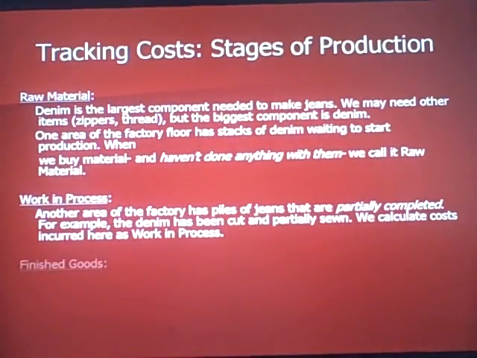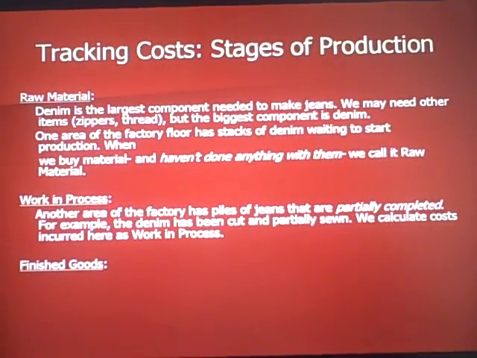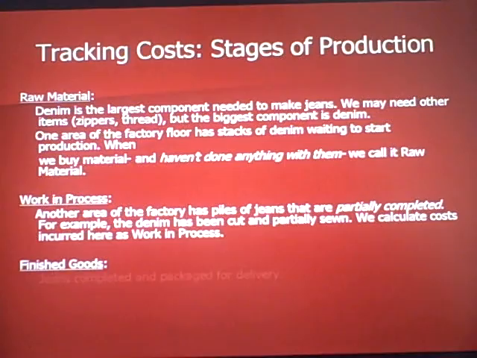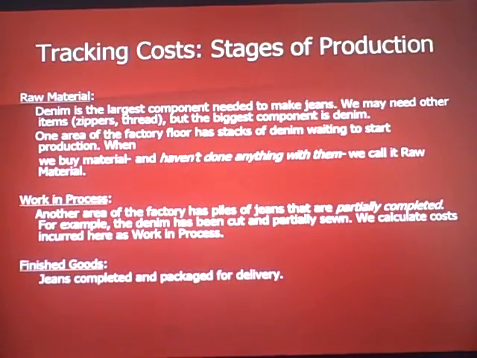Work in process, accountants refer to it as WIP. Another area of the factory floor has piles of jeans that are partially completed. For example, the denim has been cut and partially sewn. We calculate costs incurred here as work in process. And then we've got the finished goods, jeans that are completed and packaged for delivery.